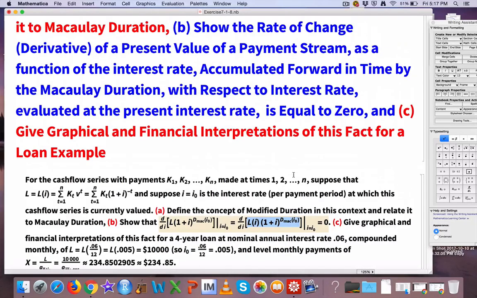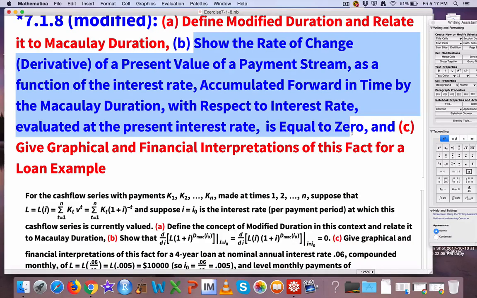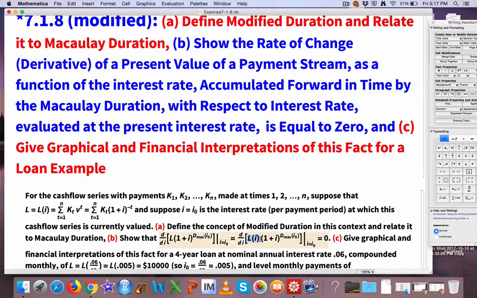Before we do the problem, we should take a brief amount of time to notice the relationship between what you see here and what's in blue. We are showing that the rate of change, the derivative, of the present value of the payment stream as a function of the interest rate I, accumulated forward. We're taking L of I and accumulating it forward in time by the Macaulay duration, which would be in months for the example. That derivative with respect to the interest rate evaluated at I0, the present interest rate, equals 0.